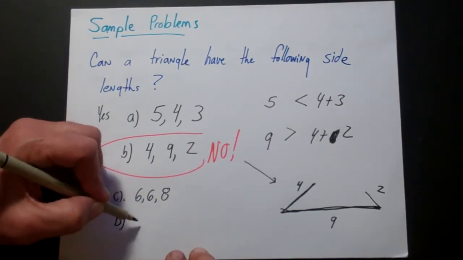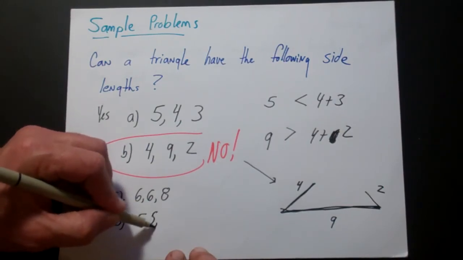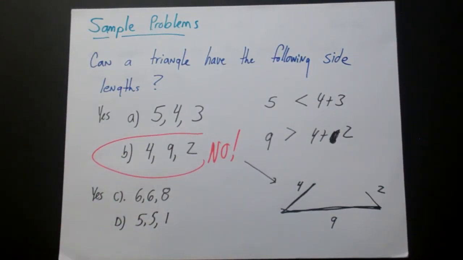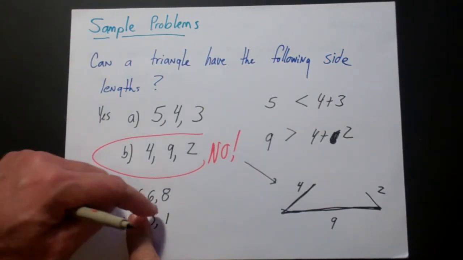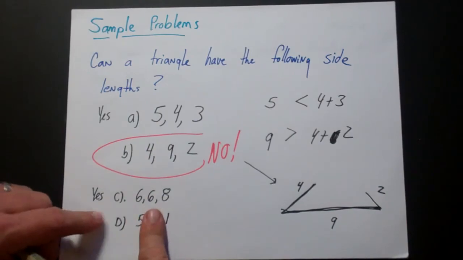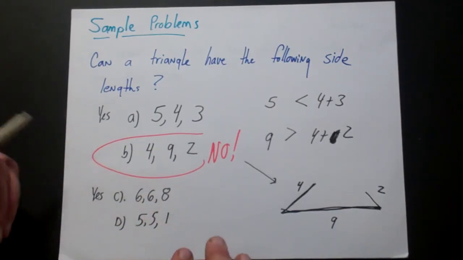A similar isosceles triangle problem would be 5, 5, and 1. In that case, there's not a single longest side. There are two longest sides, 5 and 5. But if you notice, both of them will be shorter than the other two sides combined. If you pick this one, 5 is less than 6. If you pick this one, 5 is less than 6. So this is yes as well.